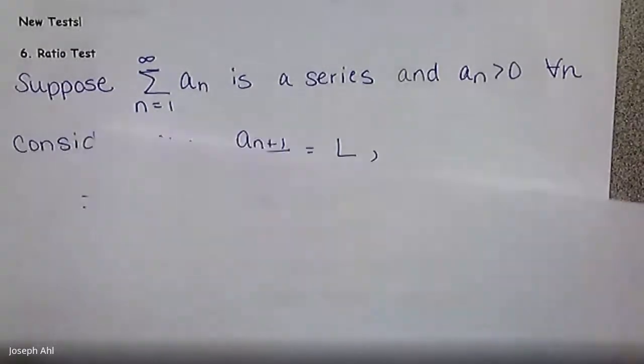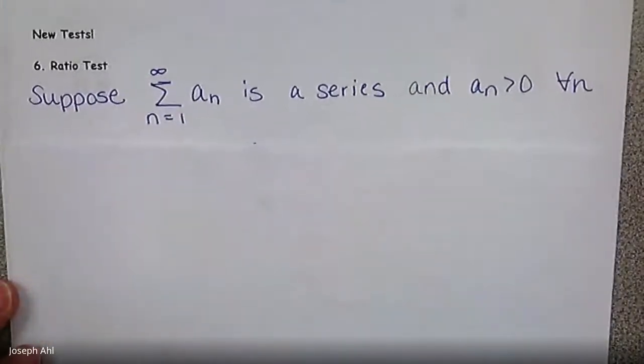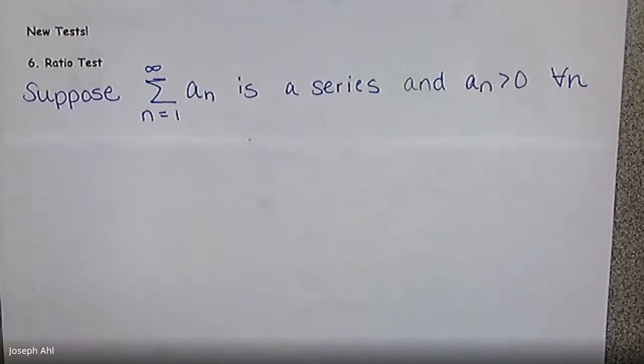We have the ratio test and we have the root test. And we'll talk about instances in which we might apply those and see the conditions that must be true in order for a series to converge after using one of these tests. So here's the first initial condition. Suppose that we have a series and that the sequence is positive for all values of n.